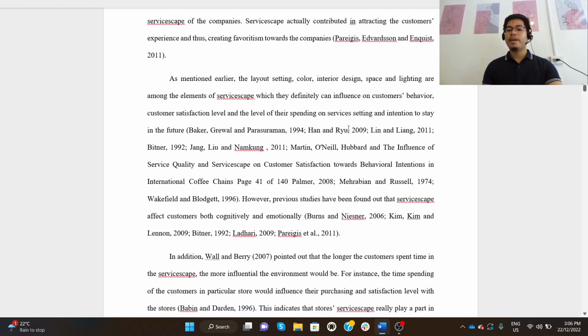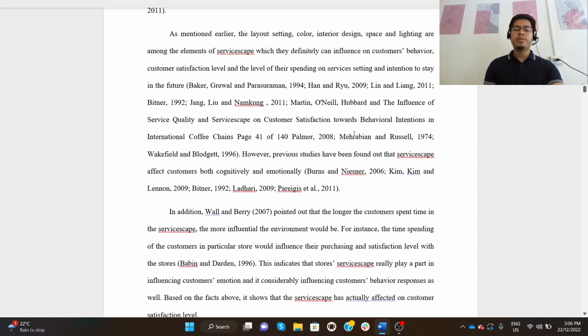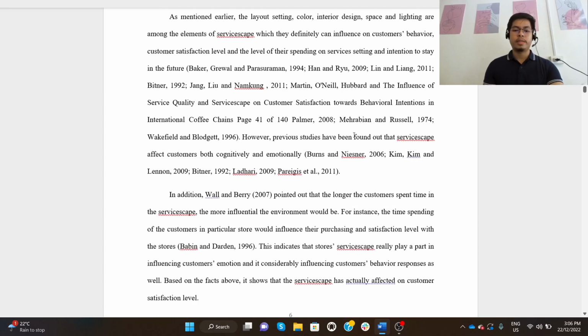As mentioned earlier, the layout setting, color, interior design, space, and lighting are among the elements of servicescape, which can definitely influence customers' behavior, customer satisfaction level, the level of their spending on the services setting, and intention to stay in the future. However, previous studies have found that servicescape affects customers both cognitively and emotionally.